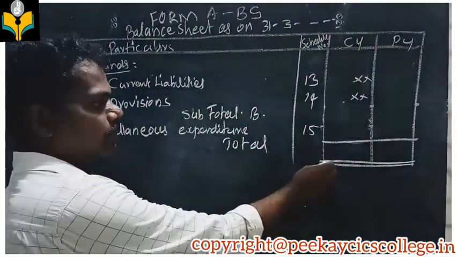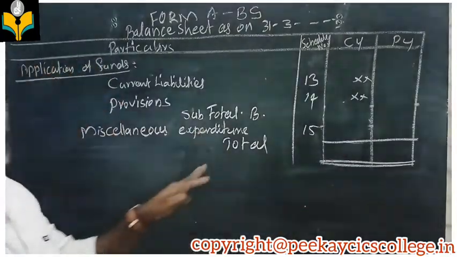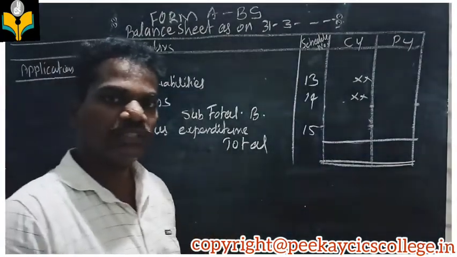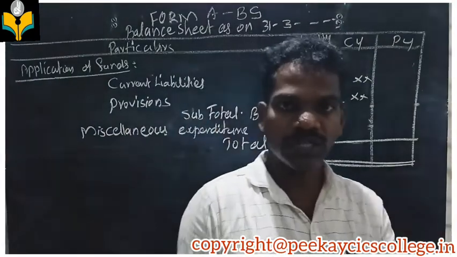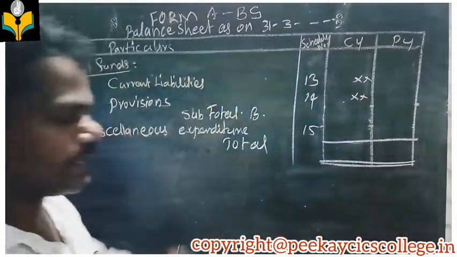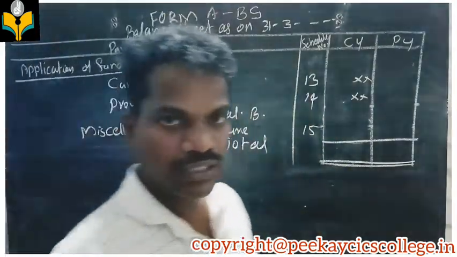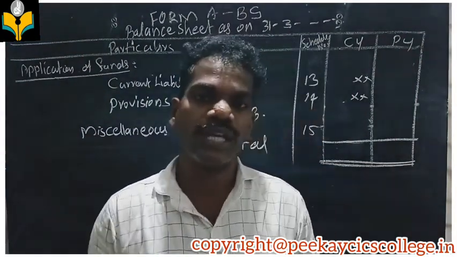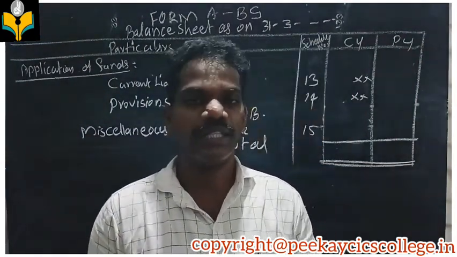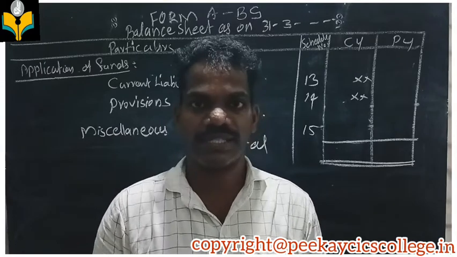Then the total of application of funds, then sources of funds, liabilities, then application of funds, total assets. Okay, this is the format of profit and loss account and balance sheet in the case of life insurance business.